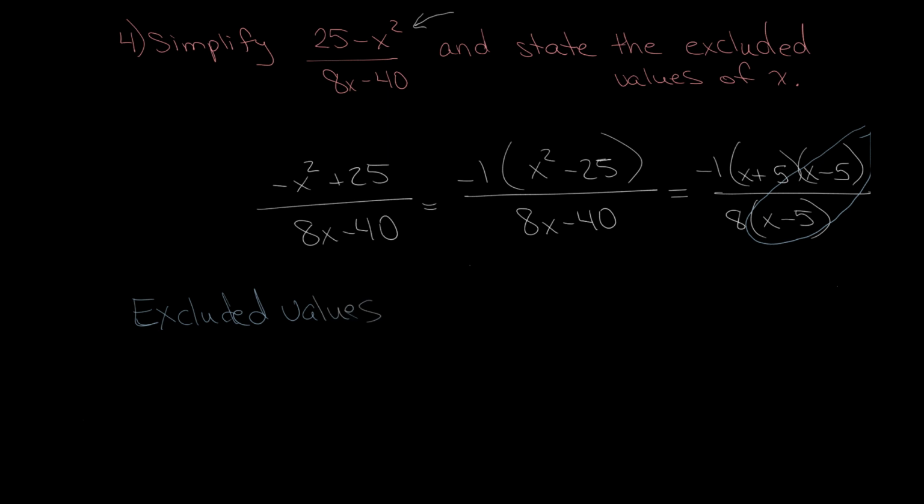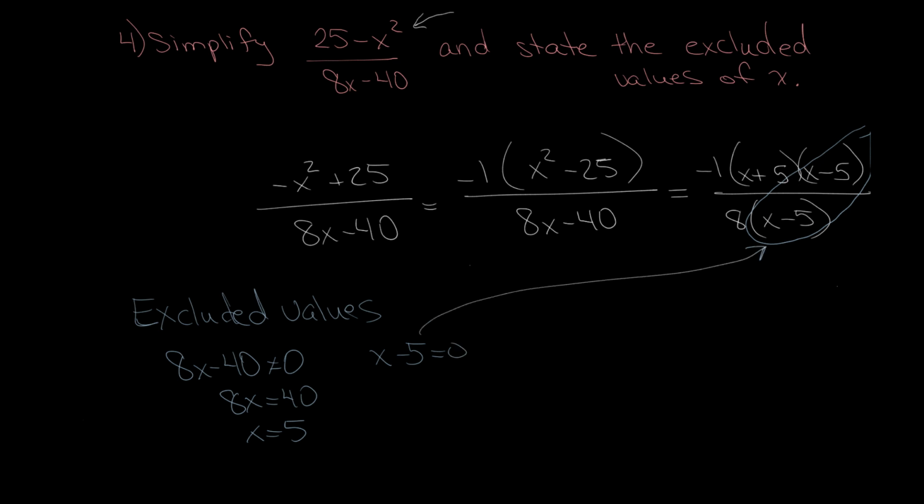So I'm going to take the denominator, which was 8x minus 40, set that not equal to 0, and I would get 5. Now you can also see in this binomial right there, I could also do the same thing, and I would get the same answer. So really going back to the original problem is not necessary. You just want to make sure you do it before you cross anything out.